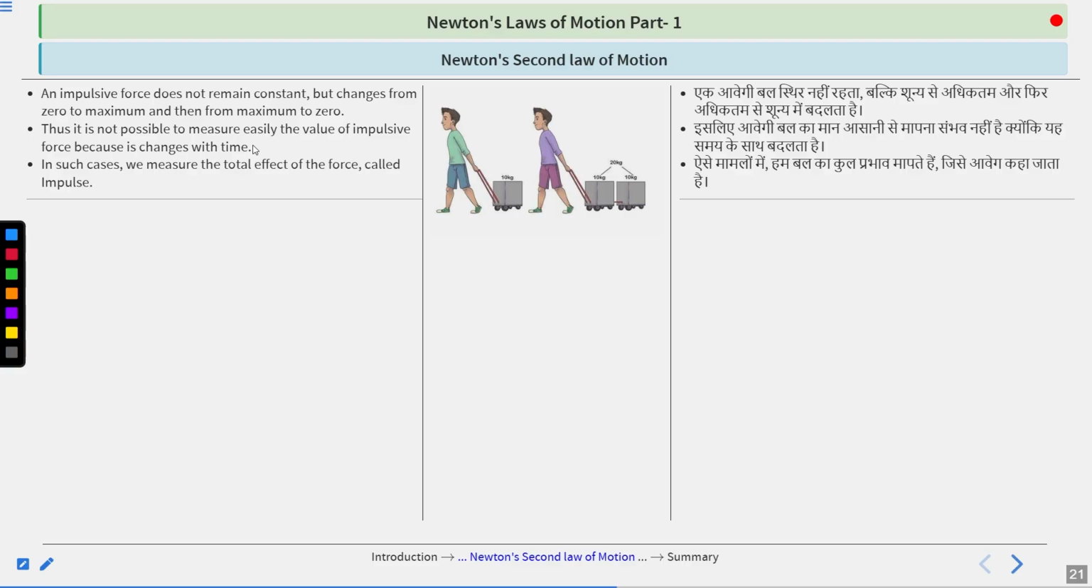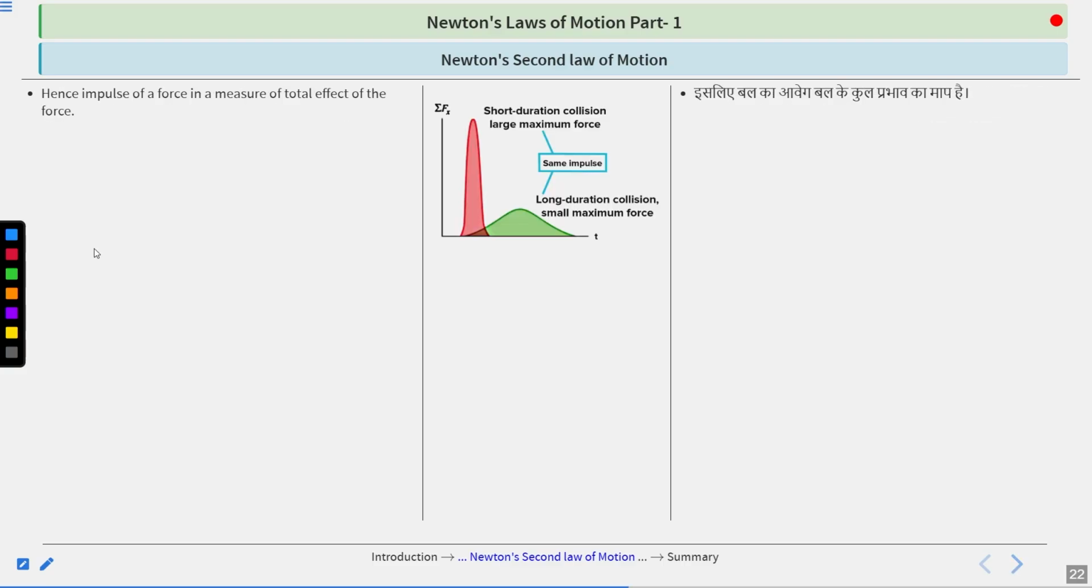In such cases, we measure the total effect of the force, called the impulse. Hence, the impulse of a force is a measure of the total effect of the force.